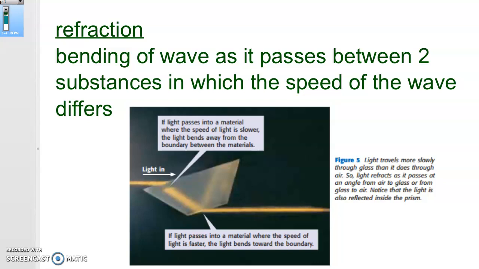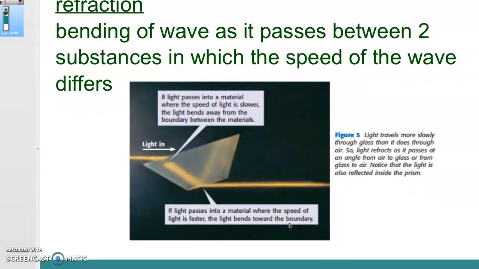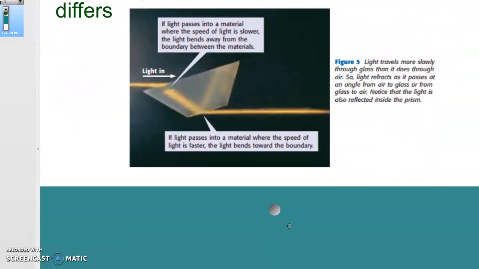Here they're showing you light passing into a material where it's going to bend away from the boundary between those two materials. So it's glass, right? It's going to travel more slowly through glass than it was when it was traveling through the air. So the light refracts as it passes at that angle from the air to the glass, and the light is also reflected inside the prism. This is just a good example that you guys are familiar with in prisms.